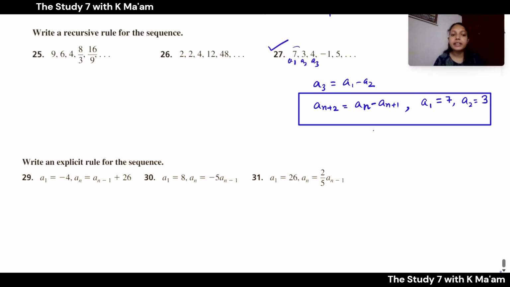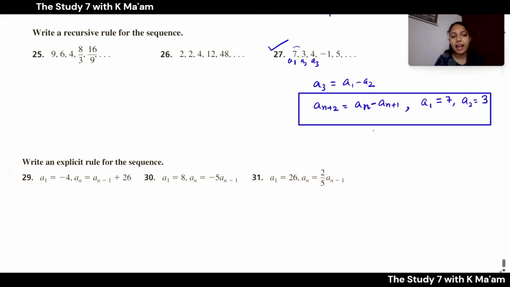Now we have to write an explicit form. Recursive to explicit. Explicit like a geometric sequence. How do we write a geometric sequence? a times r to the power n minus 1. You can remember it like this if a question asks for the arithmetic explicit form. The explicit form is a form which can be used to calculate any term. In the recursive form, we can only find the very next term, not the 10th term directly. In the explicit form, we can find the 10th term, the 20th term, the 100th term directly.